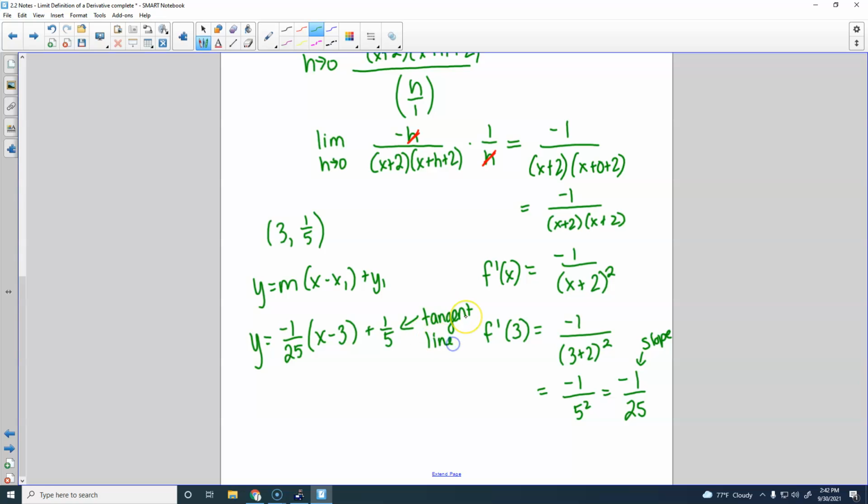Okay, it's okay, it's super easy. Perpendicular lines: flip the slope and change its sign. So y equals positive 25 times (x minus 3) plus 1/5. This is your normal line, since it asks for a normal line, which is the line perpendicular to the tangent line.